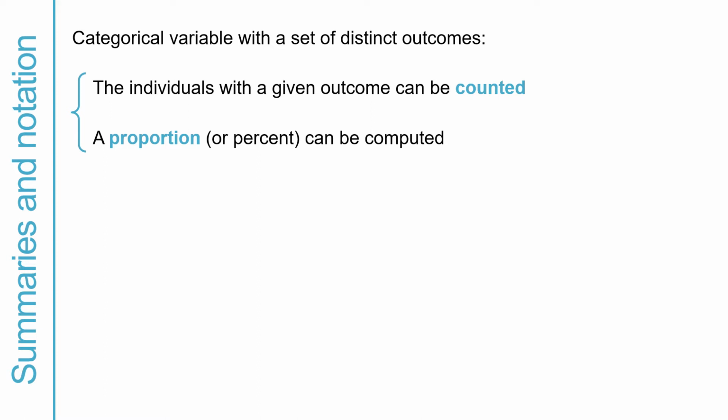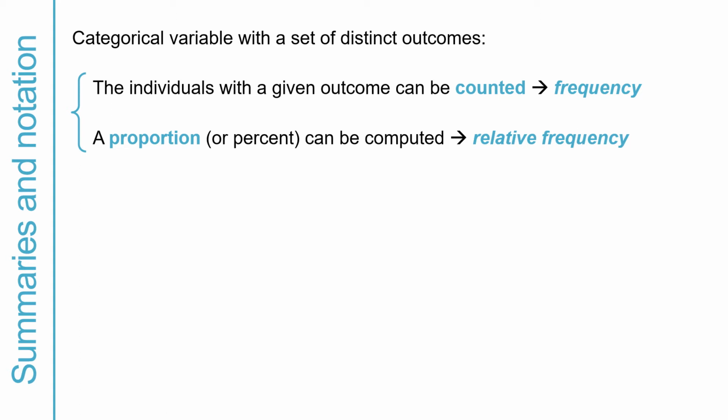So to summarize a categorical variable, we can, for instance, count the number of individuals who have any particular outcome. This is called the frequency for that outcome. Or we can try to express this information relative to the size of the dataset by calculating a proportion or percent of individuals with that particular characteristic in the dataset. This is also called the relative frequency.